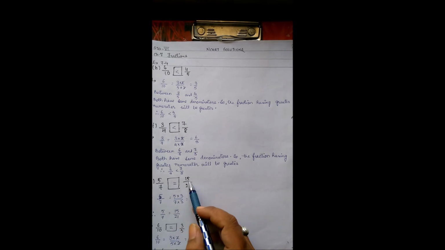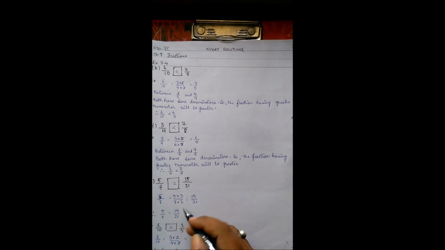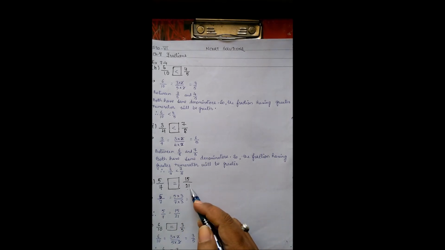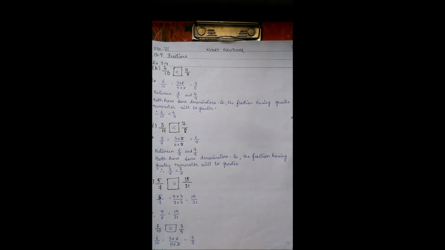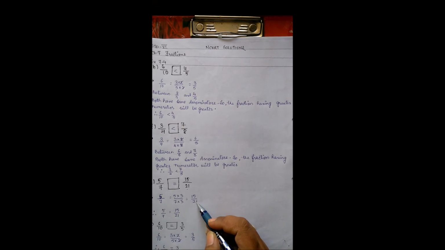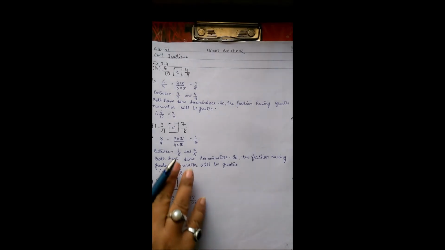Here 5 upon 7 and 15 upon 21. If we reduce 15 upon 21, then we will get 3 upon 7. If we multiply 5 upon 7 with 3, we will get 15 upon 21. So it is equal. 6 upon 10 and 3 upon 5. If we reduce 6 upon 10, it will become 3 upon 5. So it is equal.